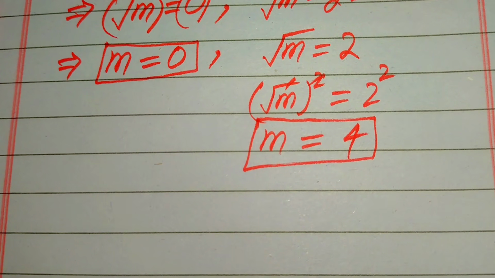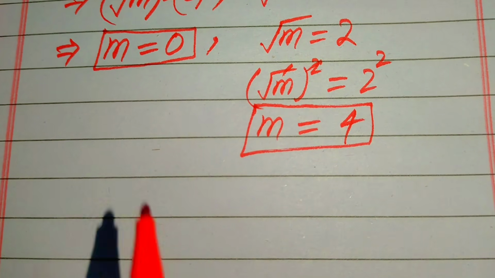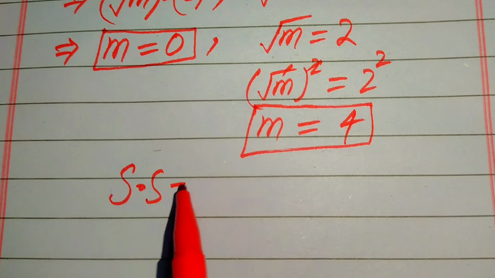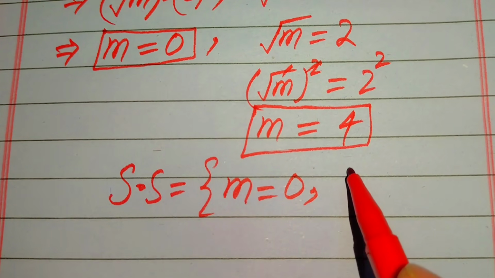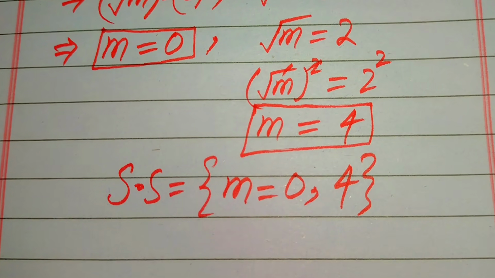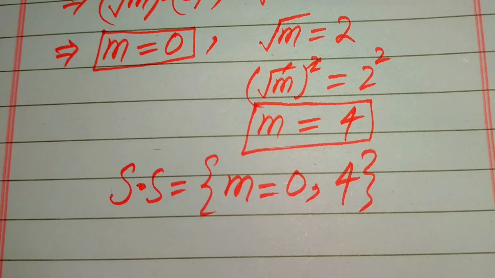But in the first method we already verified that both of these two roots satisfy our given question statement. So finally, the solution set of the given question is m is equal to 0 and 4. These are the two solutions, and this is our final answer.